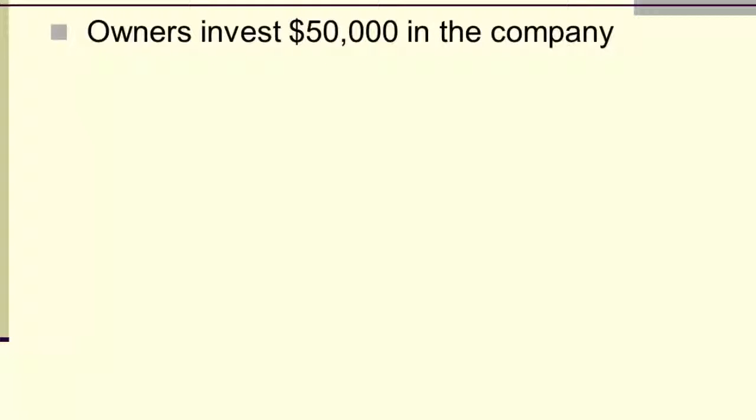Step number two is to decide increase or decrease. Well, we're getting more cash, so cash goes up. And the owners are the ones that have claim to that cash, so equity is going up. So we've got increases to both. Step number three is to decide, is an increase a debit or a credit? Cash is an asset, so the increase will be a debit. Owner's investment is an equity account, so it's going to be a credit balance. So those are the first three steps.